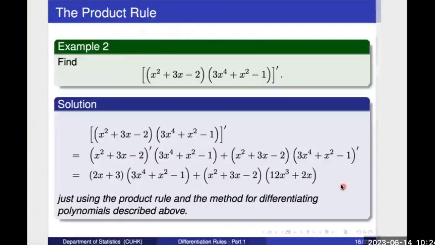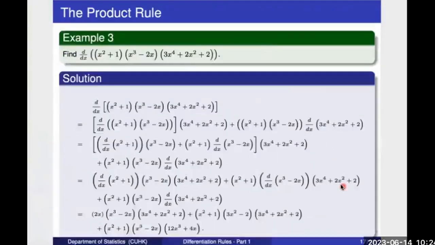Here's another example. Suppose we want to find the derivative of the quantity x squared plus 1 multiplied by the quantity x cubed minus 2x multiplied by the quantity 3x to the fourth plus 2x squared plus 2. Using the product rule, we would have a new term for each factor, each one with one of the factors differentiated. The derivative would be rather complicated, as shown on screen.